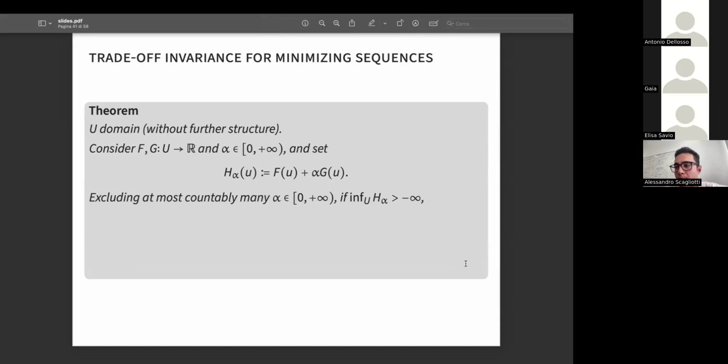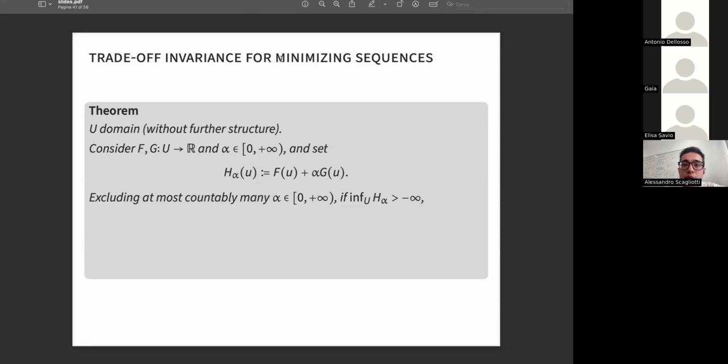Now it's time for other extensions. So the next extension concerns the minimizing sequences. So far we have worked always under the assumption that H alpha had a solution, so that for certain values of alpha, at least ranging in some sub-interval, we were able to find the minimizers. Okay, so this assumption indeed is not necessary.